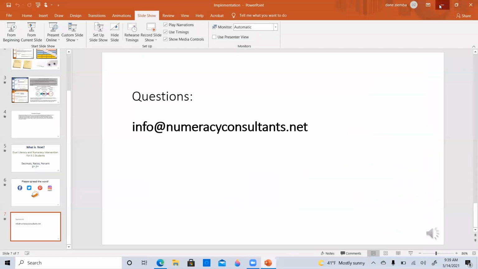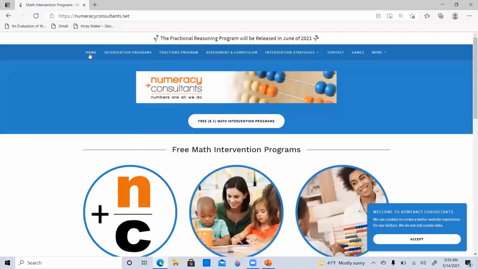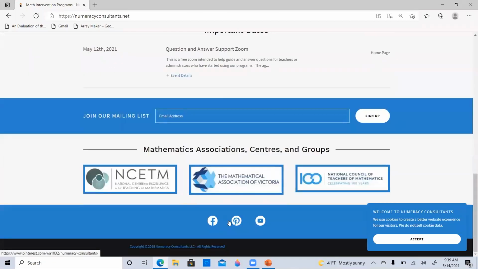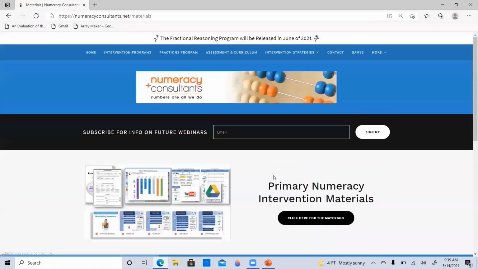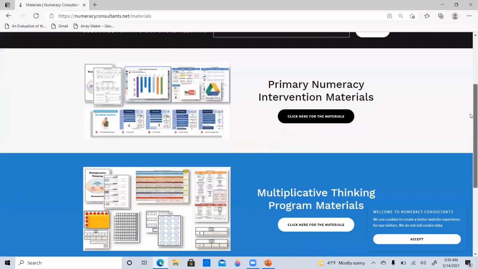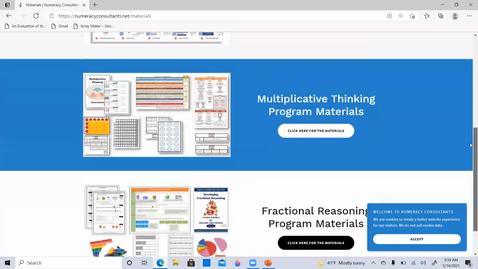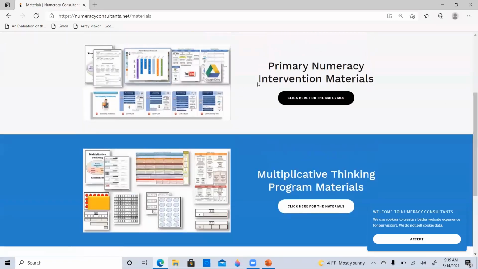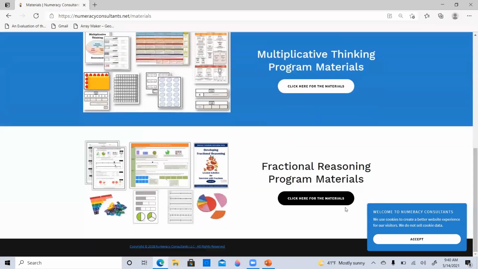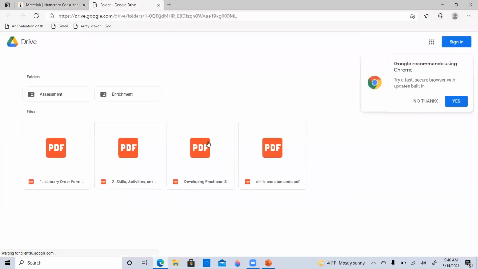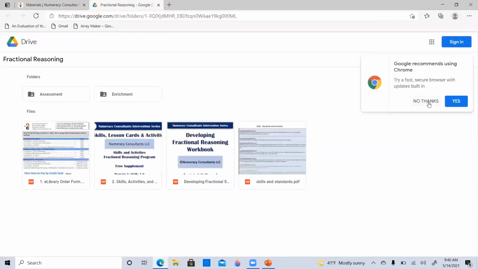So, okay, and here's how you get your materials. You would go to numeracyconsultants.com, and then you go to the very bottom of the page. If you've watched our other webinars, you're going to know how to get there. You're going to see the copyright in blue. You put the mouse on the copyright, you click on it, and then you're going to be in a folder. It's going to say primary numeracy intervention materials, multiplicative thinking program materials. If you are watching this fractions one, you're not aware of the other two programs. This is the materials, but obviously you need to watch the training so you know how to use the materials, but the fractions are right here. Then you'll go ahead and click on it, and here's the materials that you will receive today.